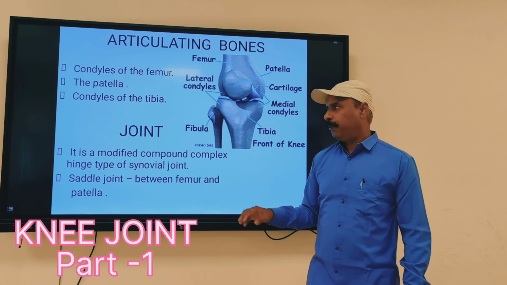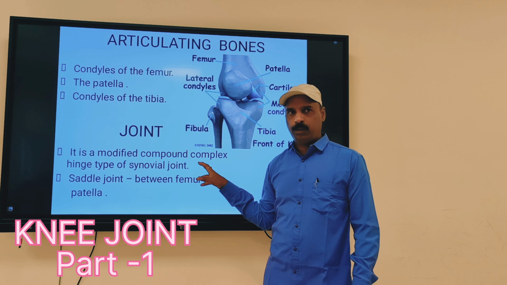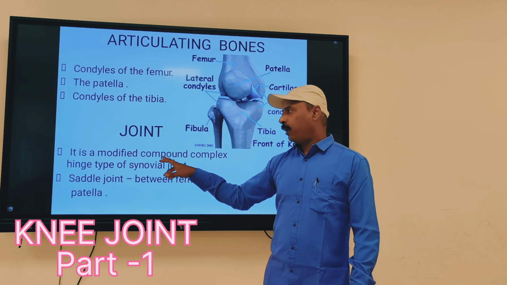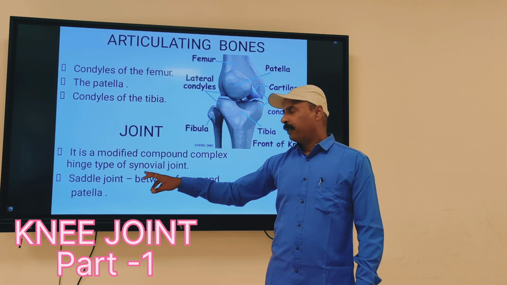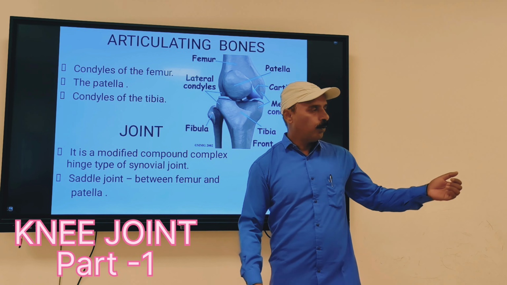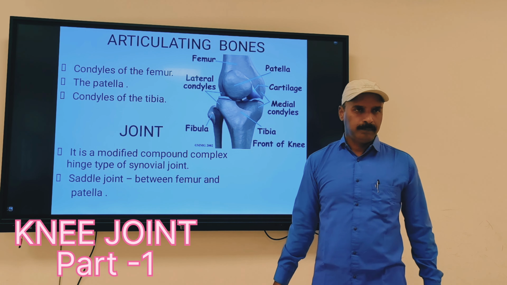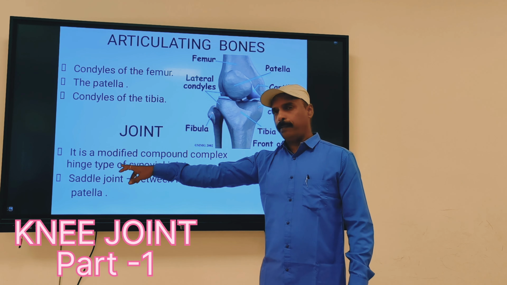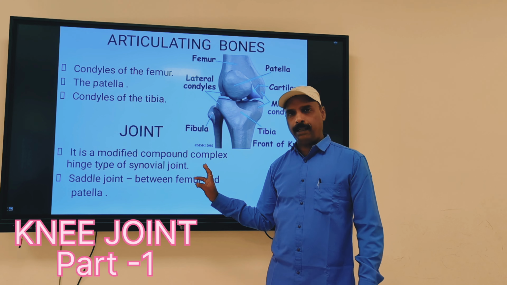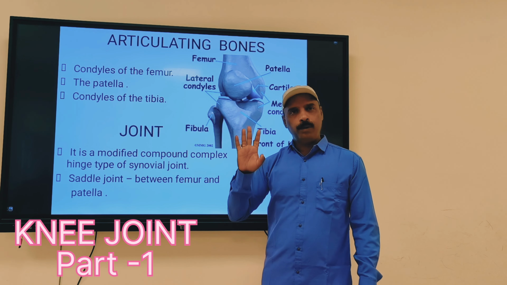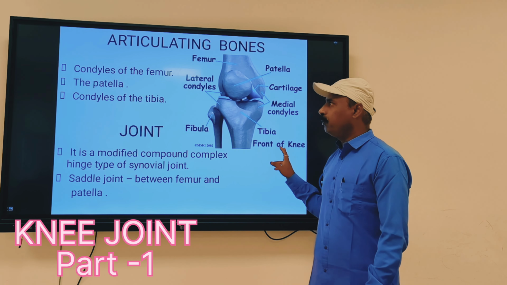So 4 words are very important in the joint, that is, you have to tell what the type of the joint is. The type of the joint is modified: compound, complex, and we have told the hinge. Hinge is one way, like when we open and close doors. We have the elbow joint, so you have to remember hinge. Then the saddle joint is between the femur and the patella. So 4 words: compound, complex, hinge, and saddle joint.